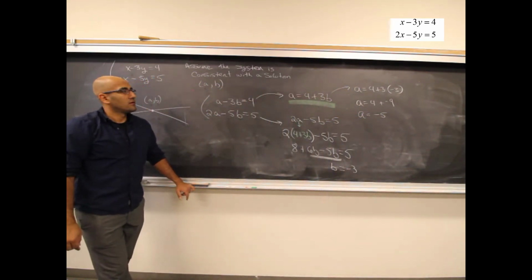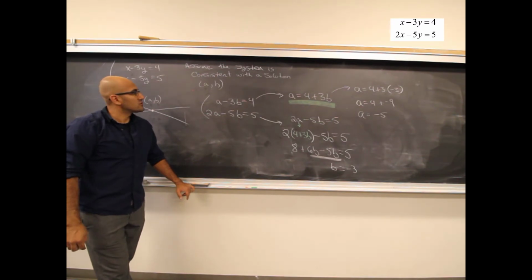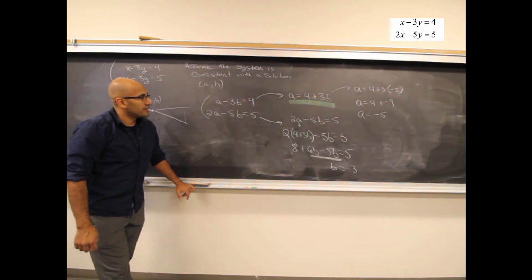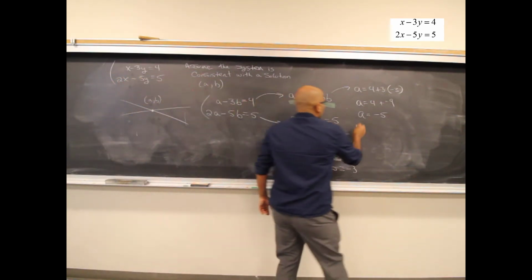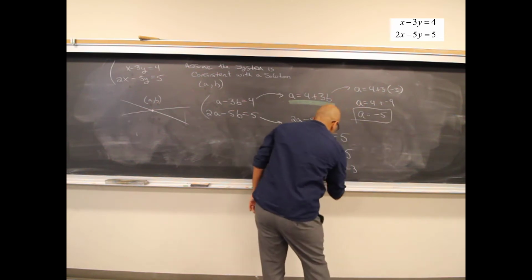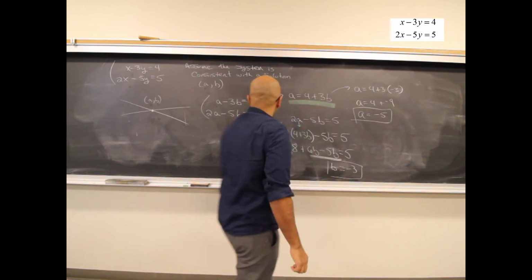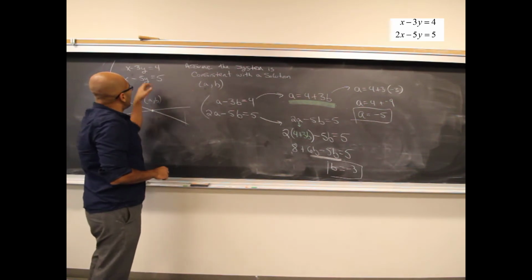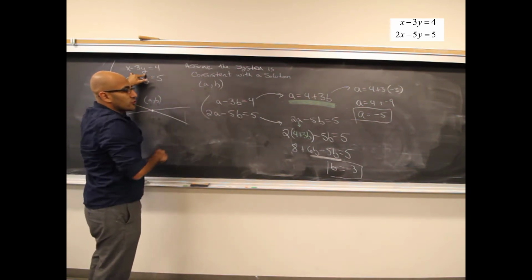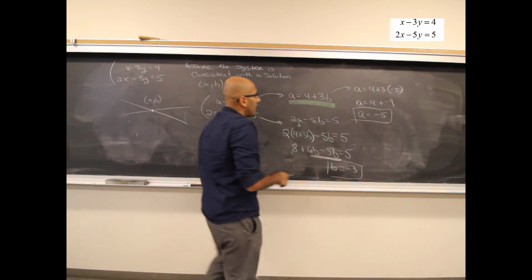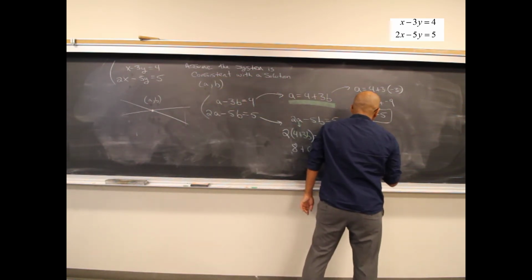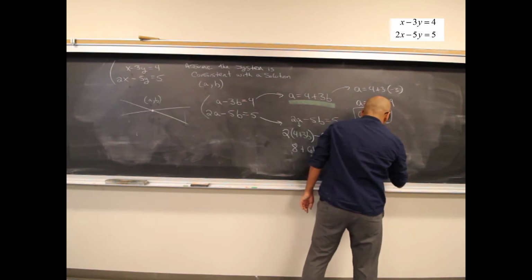Good? Questions? 4 plus 3B. Okay, so now we have to check our answer. We could have very easily made a mistake somewhere, so we have to check it. To check it, we go back to our original equations and verify that this special choice of x and y, our solution, is negative 5 comma negative 3.